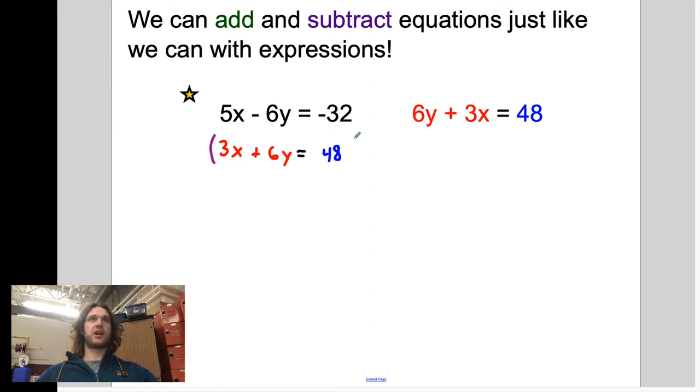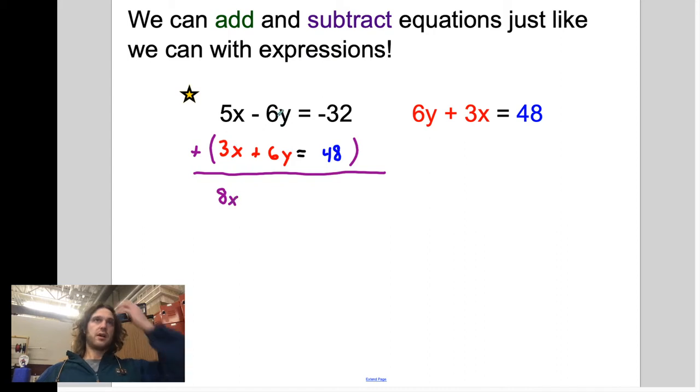So now you'll notice that I am able to add the equations. Now that they are in the same order, we can add the like terms. So 5x plus 3x gives us 8x. Negative 6y plus 6y gives me 0. And negative 32 plus 48 gives me 16.